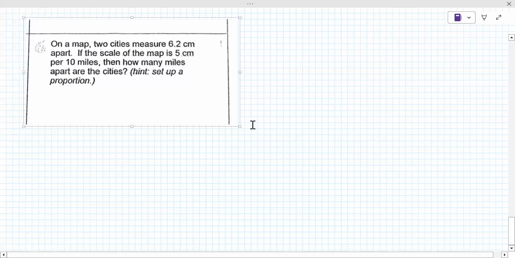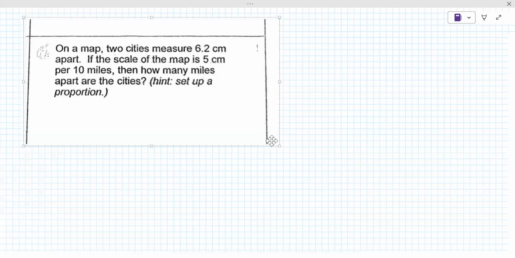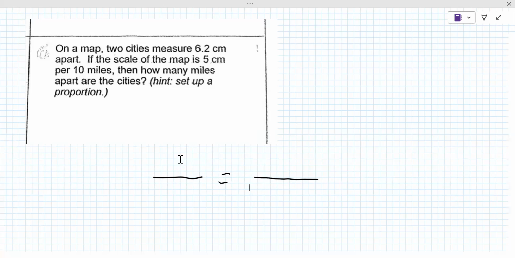All right, on a map, 2 cities measure 6.2 centimeters apart. If the scale of the map is 5 centimeters per 10 miles, how many miles apart are the cities? So again, same thing, you're going to set up a proportion here. I'm going to let you set up the proportion as best you can. And basically, I'm just going to ask you what goes in each position. There's not really a wrong answer, but you should fill in 3 of the 4 spaces. So go ahead and fill out your proportion however you see fit, and then let me know and we'll look at it together.